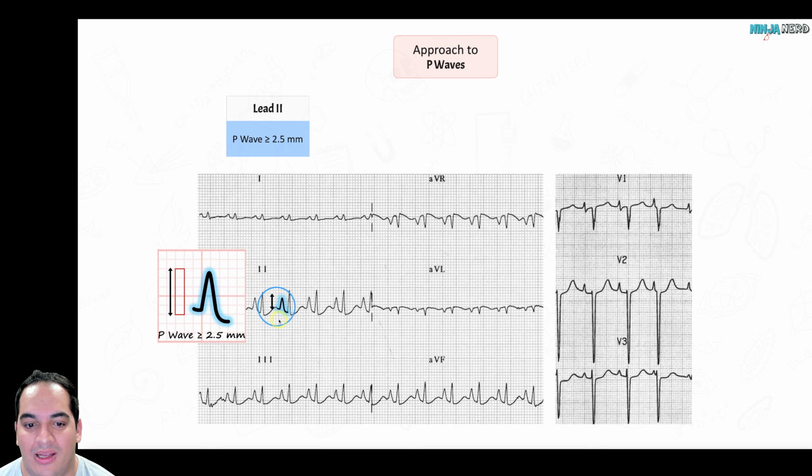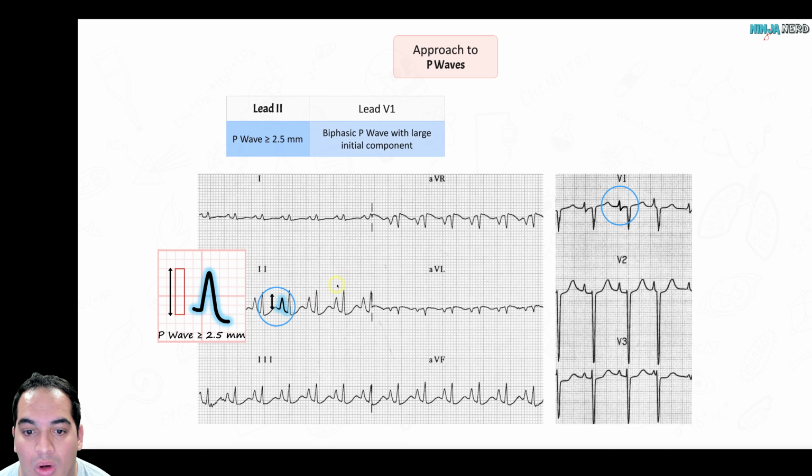All right, what if I saw this one where I look here and I say, oh shoot, that P wave is big, baby. That thing is greater than or equal to 2.5 millimeters. In this particular scenario, that's a very high peaked type of P wave. If I see that, I'm thinking right atrial enlargement, but I've got to confirm.